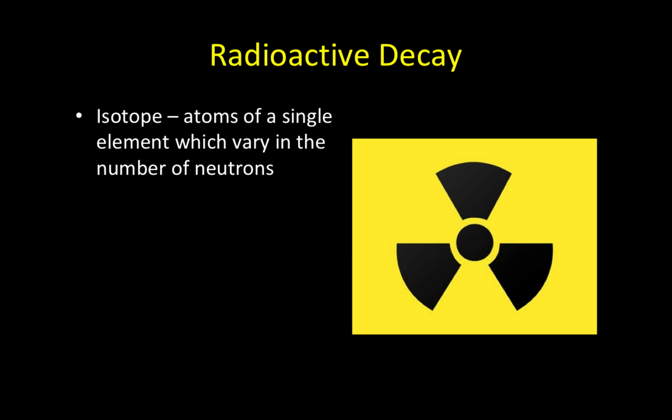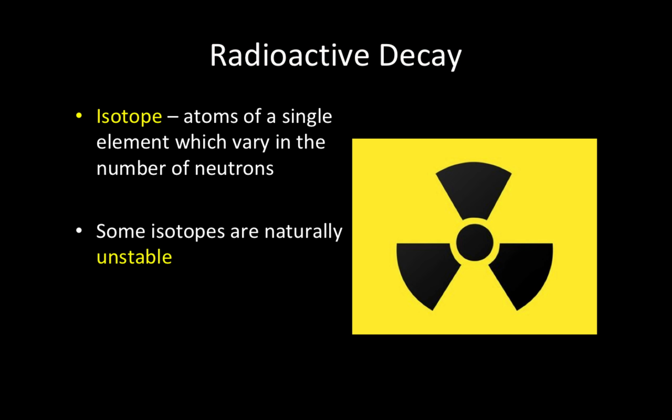Isotopes. All right. An isotope is the atom of a single element that varies in the number of neutrons. So we talked about atoms a little bit. We have protons, neutrons, and electrons. Protons and electrons, we don't worry about. Protons will always be the same, meaning carbon will have 6 protons no matter what. Hydrogen will have 1 proton. But we can actually vary the number of neutrons.